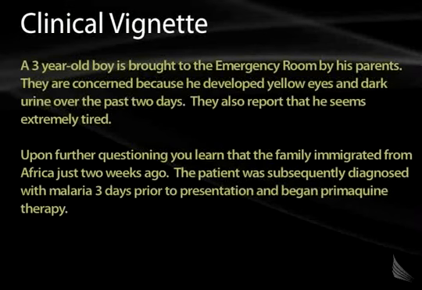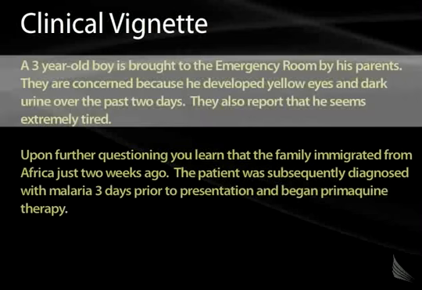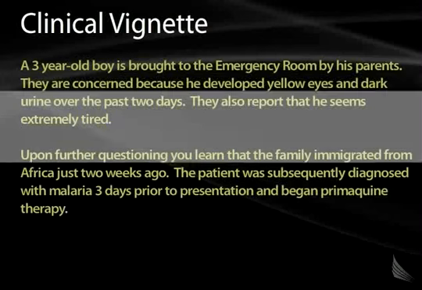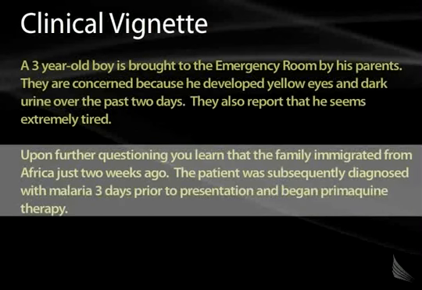Now, there are inherited defects of the pentose phosphate shunt, one of which is described in the following clinical vignette. A 3-year-old boy is brought to the emergency room by his parents. They're concerned because he developed yellow eyes and dark urine over the past 2 days. They also report that he seems extremely tired. Upon further questioning, you learn that the family immigrated from Africa just 2 weeks ago. The patient was subsequently diagnosed with malaria 3 days prior to presentation and began primaquine therapy.